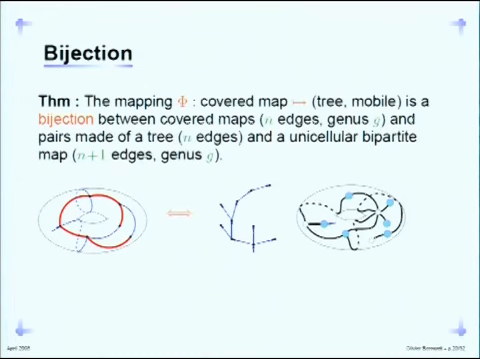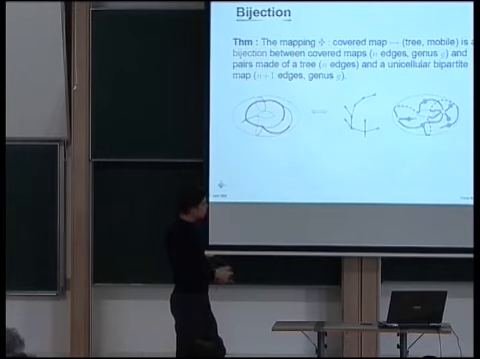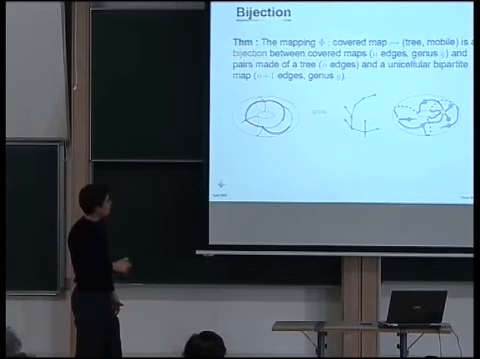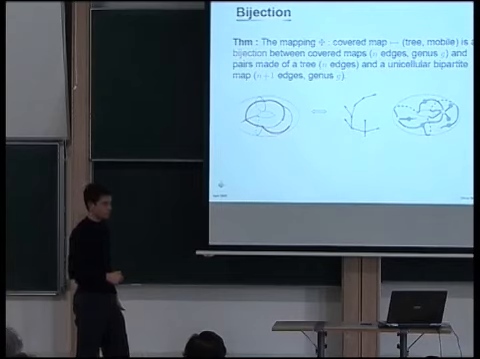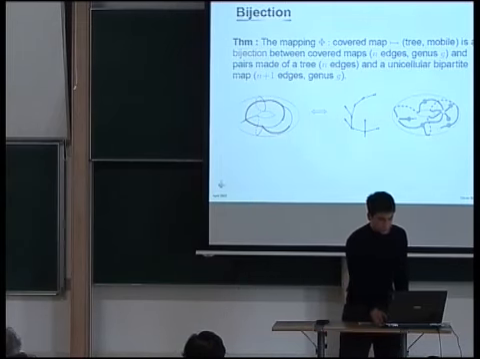So yes, the edges of this tree are just the edges of the map, so there are n of them. And why are there n+1 edges? Well, in this bipartite map, each blue corner corresponds to an ingoing alpha edge of the original map. And there are n ingoing alpha edges plus the root, so n+1. Okay, so this is the main result.